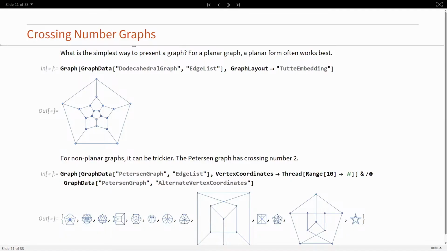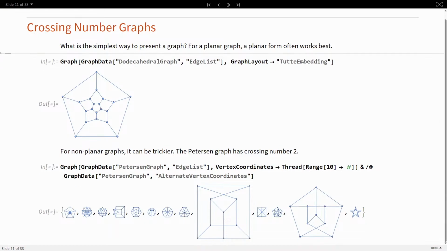So the simplest way to present a graph, if it's planar, is just to draw the planar graph. The Tutte embedding works very well for that. For non-planar graphs, it can be a lot trickier. Here are many different representations for the Petersen graph, and two of them are shown in a 2-crossing form. This one and this one both have 2 crossings.